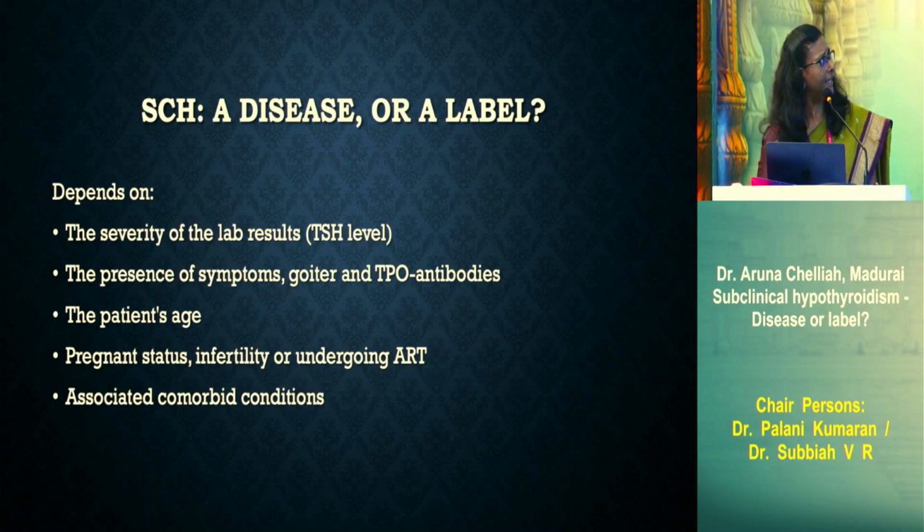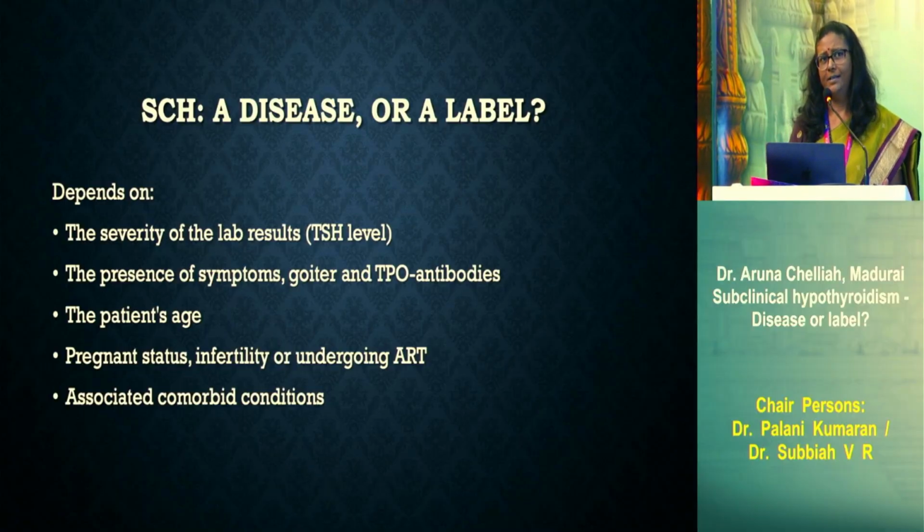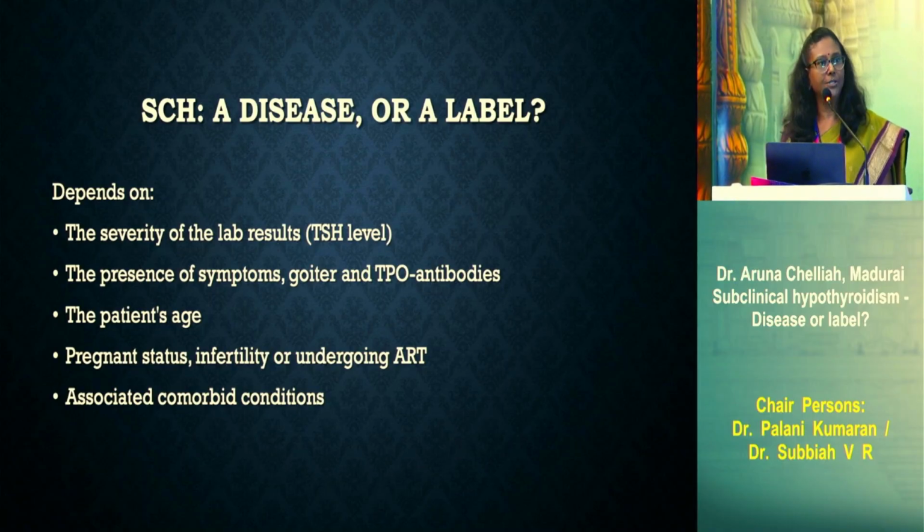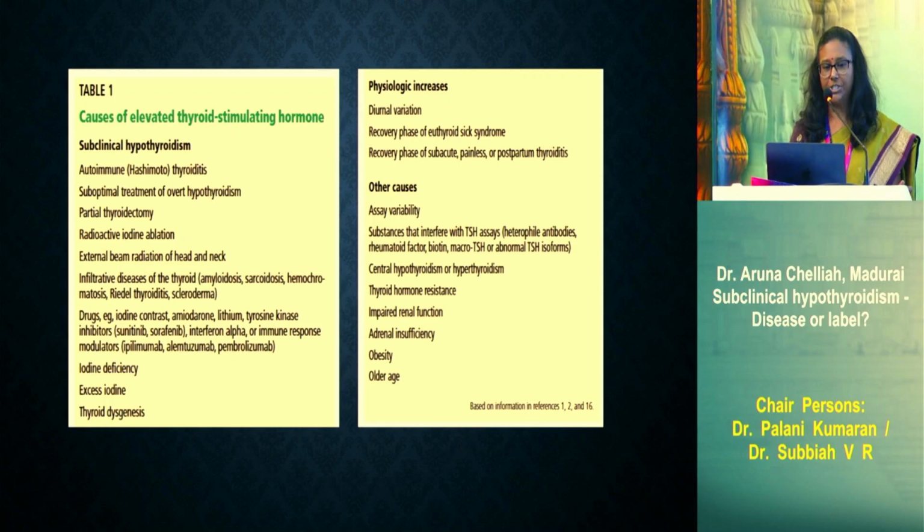So subclinical hypothyroidism is a disease or a label. How do you differentiate? It depends on the severity of the lab results, that is where the TSH is, the presence of symptoms, goiter or TPO antibodies, patient's age, it's very important, this category. Pregnant status, infertility status, or patients undergoing artificial insemination, associated comorbid conditions.